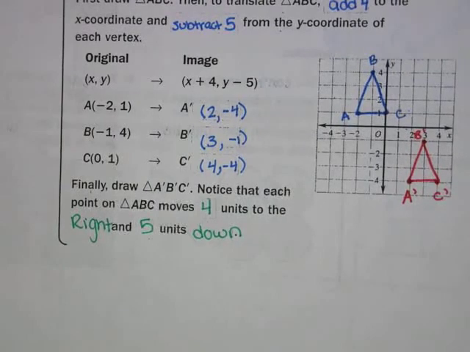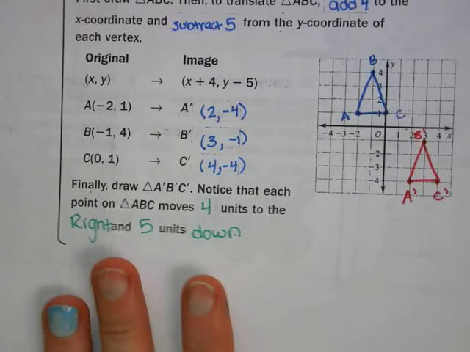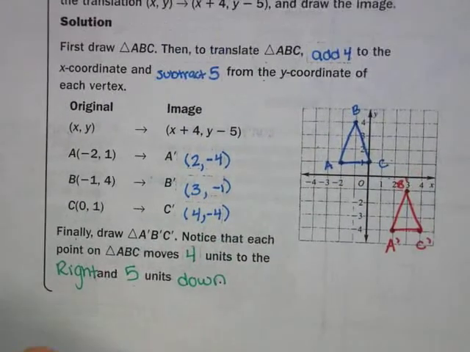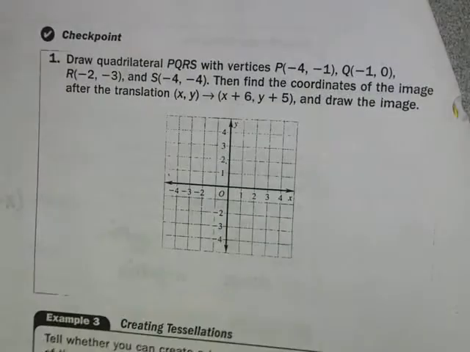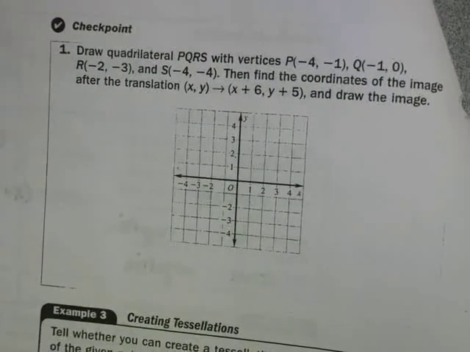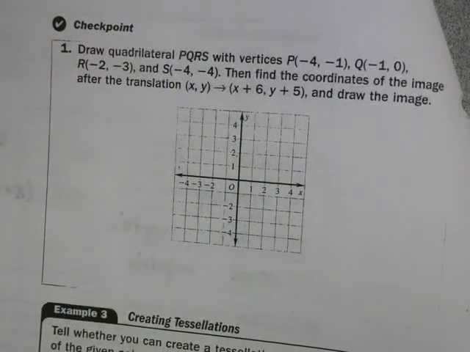To finish off our notes here, we moved 4 units right and 5 units down. Okay? All right, so let's look at the next page of your notes. You're going to do the same thing on this one. You're going to pause it. You're going to do better than me and not make a mistake. You're going to pause it, and you're going to see how you do on this.